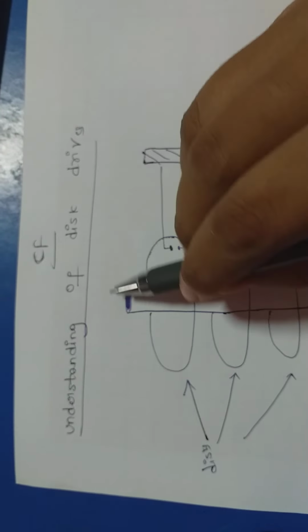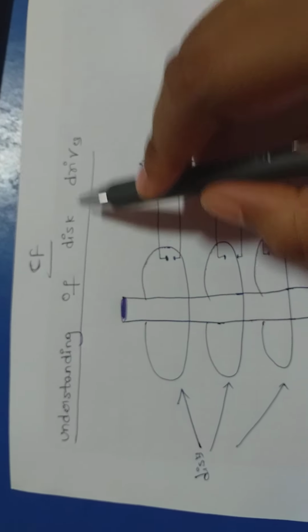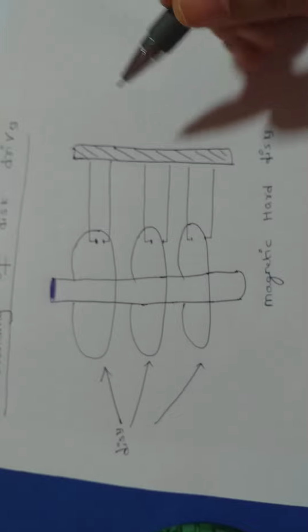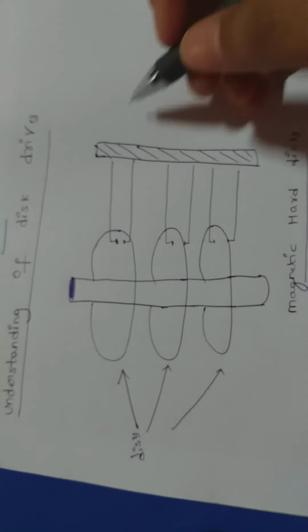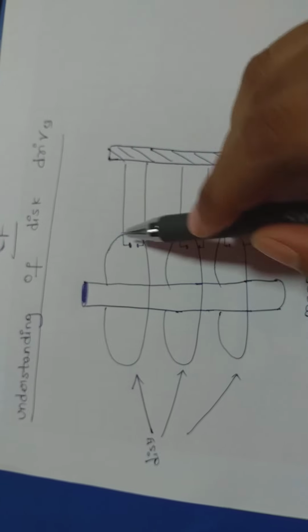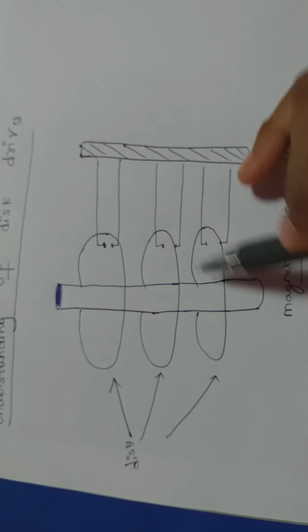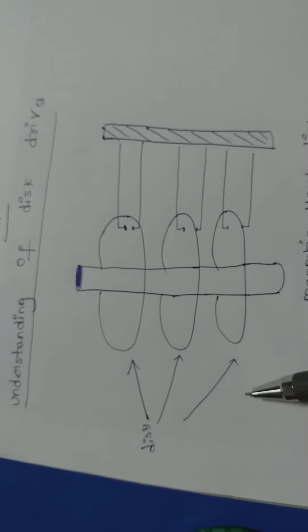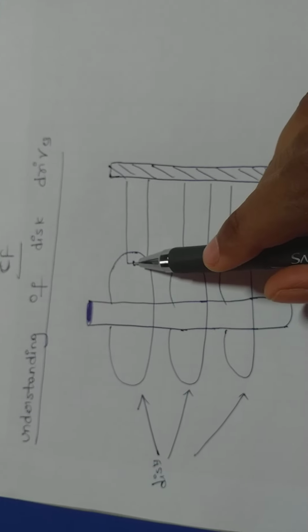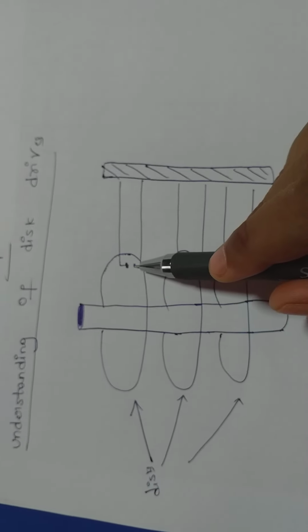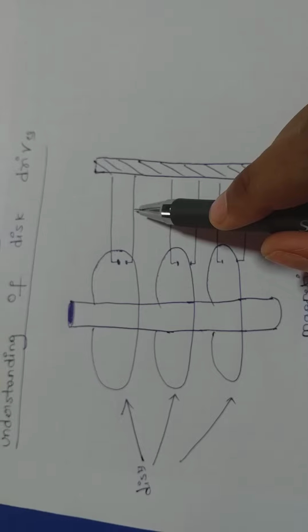My today's topic is understanding of disk drives. This is a diagram of a magnetic hard disk. These are all disks, CD drives are all disks. This is the top of the disk and this is the bottom of the disk.